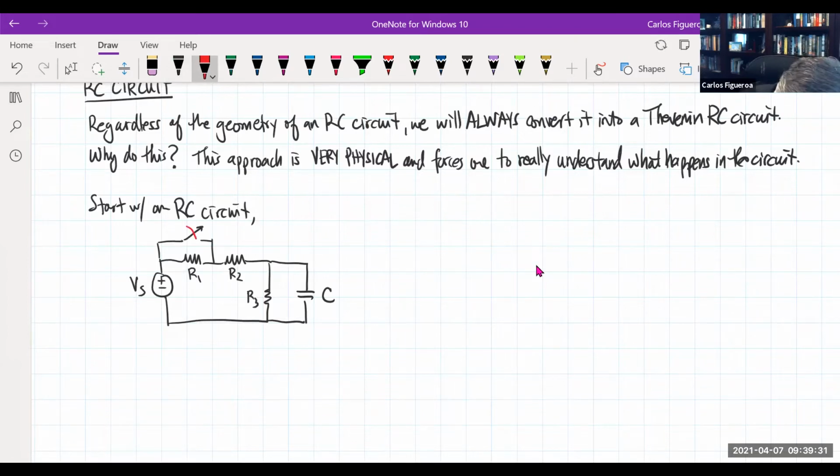So all I know is that this switch is going to close at t equal to 0. What am I interested in? What I'm interested in is calculating the voltage of this capacitor. So when I calculate the voltage of this capacitor, what do I see here?